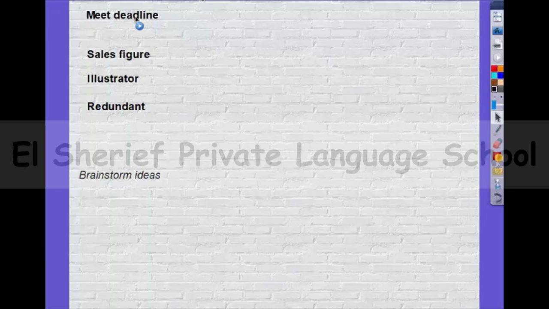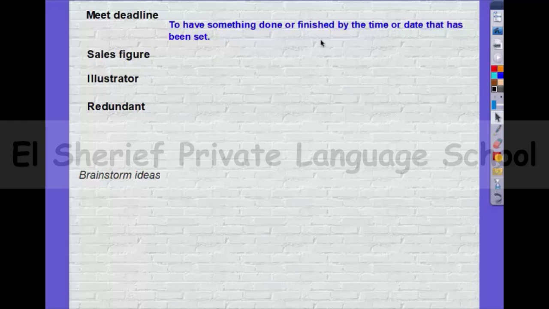Meet the deadline. To have something done or finished by the time or date that has been set. Okay, so it's a time by which something must be done. So here is an example. There is no way I can meet the deadline.